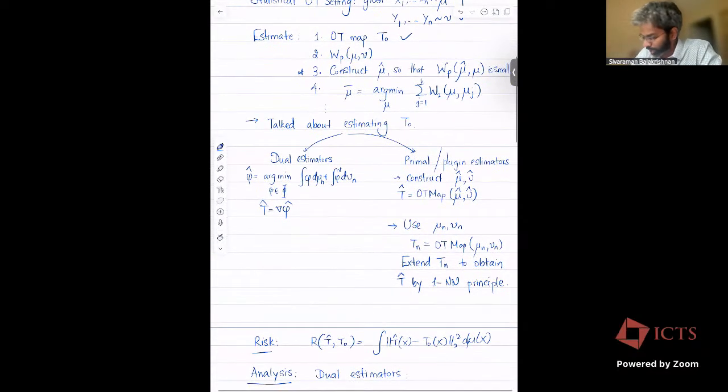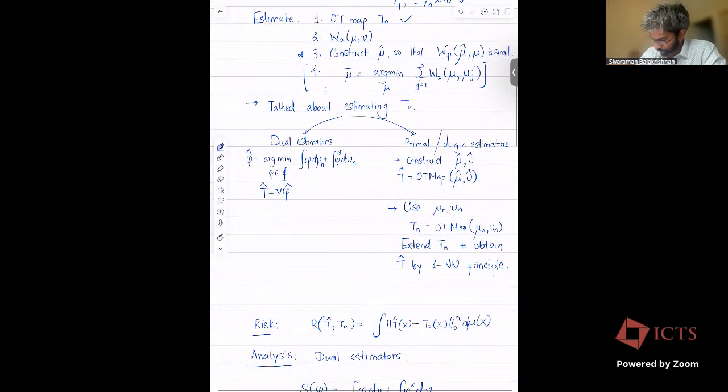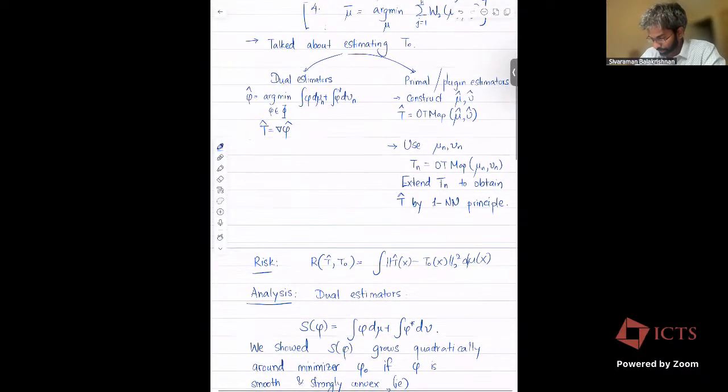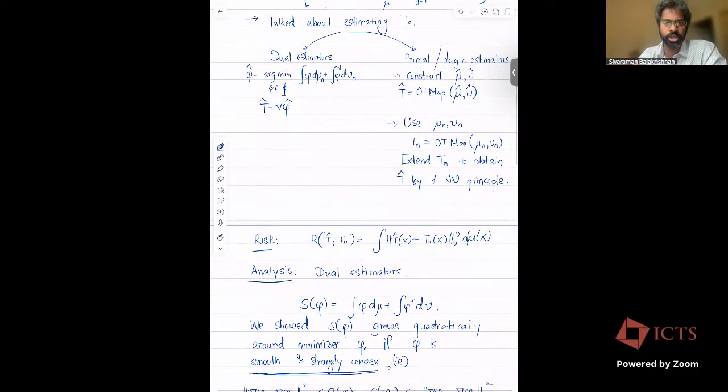A different thing that you might care about is to try to estimate barycenters. So for instance, if you have many distributions, you might say, what does their average look like? And in the case when you have samples, you might say, how well can you estimate the average of a collection of distributions just given samples from them? In the last lecture, we mainly talked about estimating the transport map.